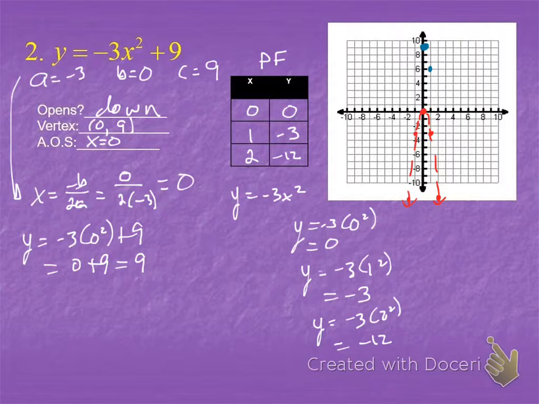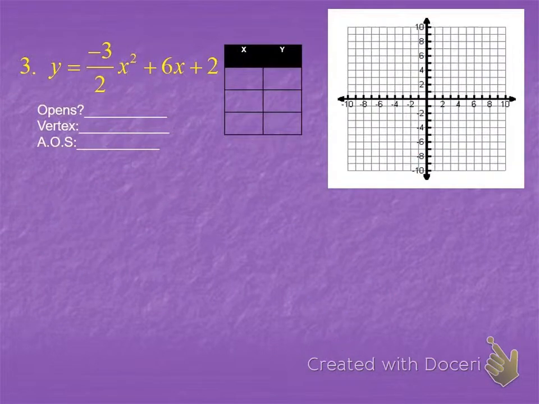So this point goes here. This point goes here. This point goes here if you count up 9. And this point goes to here when you count 9. And there's your parabola. Okay? Hopefully that makes a little bit of sense.